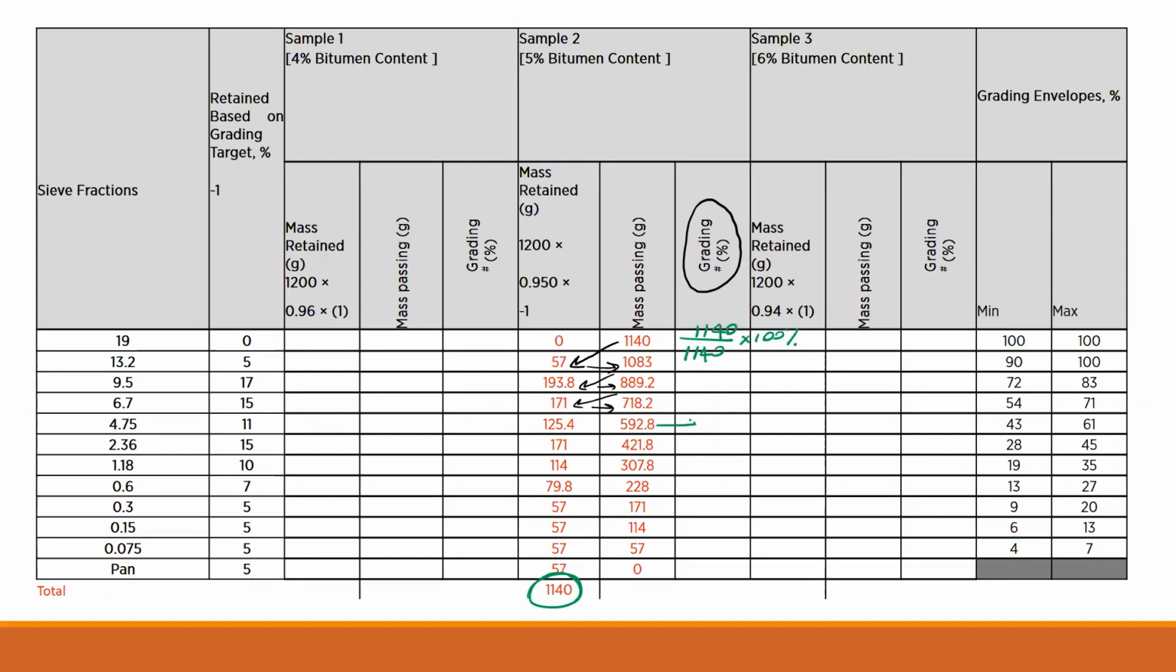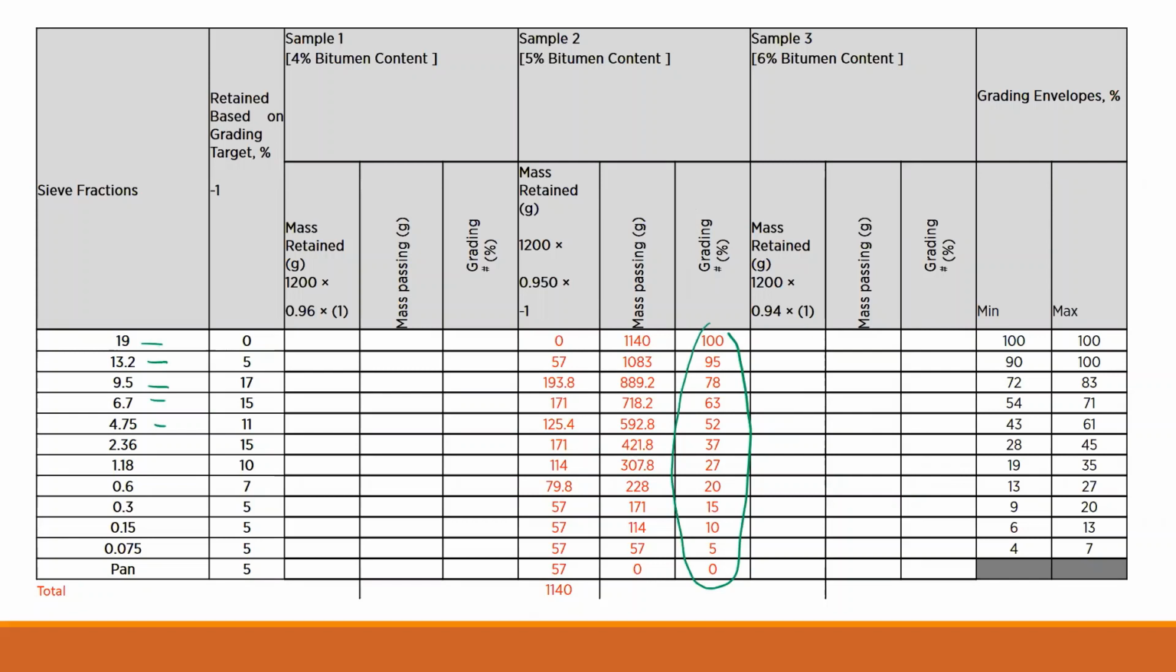If I want to find the percentage passing for this, that will be out of 1,140, only 592.8 passed through. So likewise, you find the percentage passing. When you go to this, that will be 57 over 1,140 times 100. I did my calculation, so this is what I got. These are the percentage passing from each of these sieve sizes.